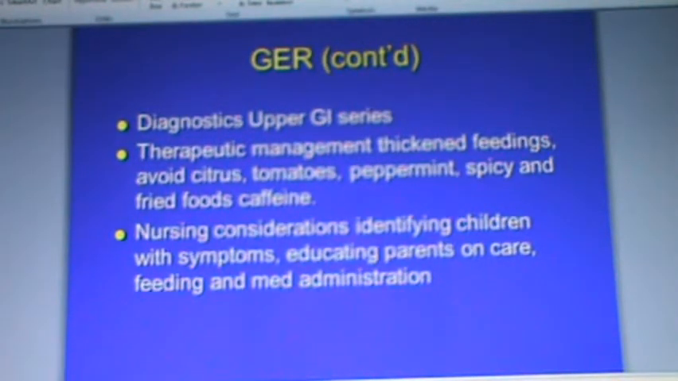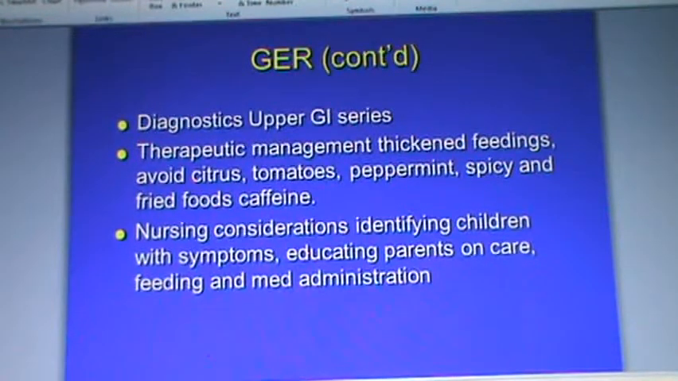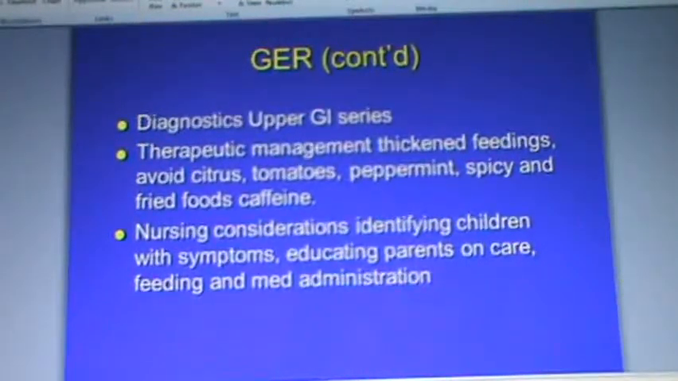Upper diagnostic is a GI series. Therapeutic management, thickened feedings. Avoid citrus, tomatoes, peppermint, spicy and fried foods, and caffeine. Nursing considerations, identifying children with symptoms, educating parents on care, and feeding and med administration.